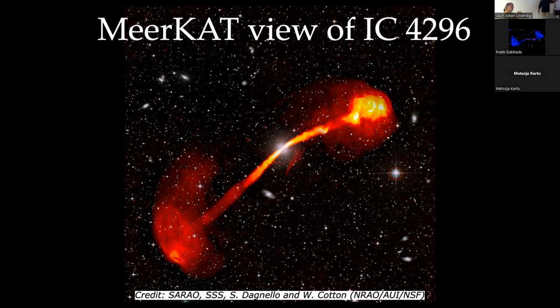And it's very difficult to classify this particular galaxy into one of these categories, like is it strictly double or FR1 or FR2? So there are some hybrid classes like this, and we are getting more of these with new sensitivities available to us.